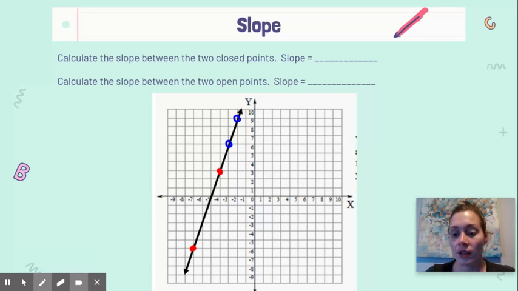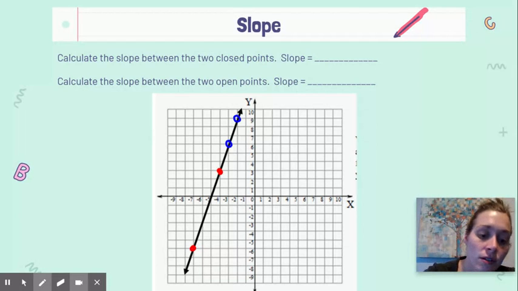Okay, so we should be looking at the next example. Again, we've got 2 closed points and 2 open points. So we're going to start by finding the slope between our 2 closed points. So we'll do rise over run, always left to right. So we're going to put our pencil, so do that with me. Everybody put your pencil on the point furthest to the left.